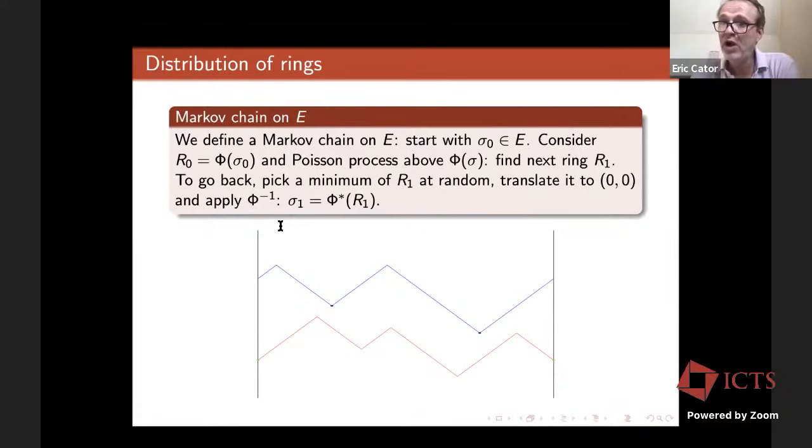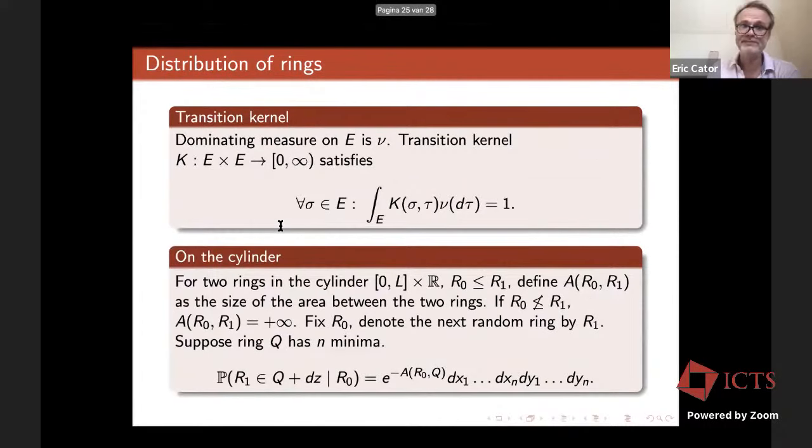And this defines a Markov chain. You start with an element in E, and you end up with a new element in E. That's our Markov chain, and I want to see what is the stationary distribution of that. So for that, I will write up the transition kernel. The transition kernel, starting in sigma, what is the likelihood of ending up in tau? K sigma tau. And of course, when you integrate this with respect to tau, you have to get 1. And this is a transition kernel with respect to the dominating measure, nu.